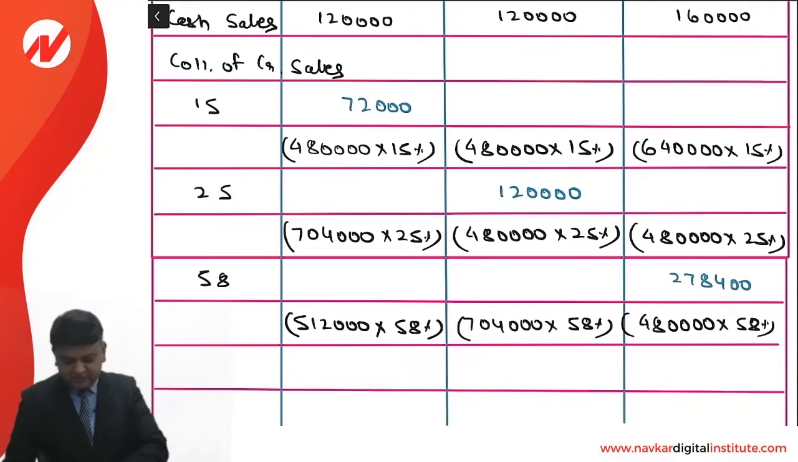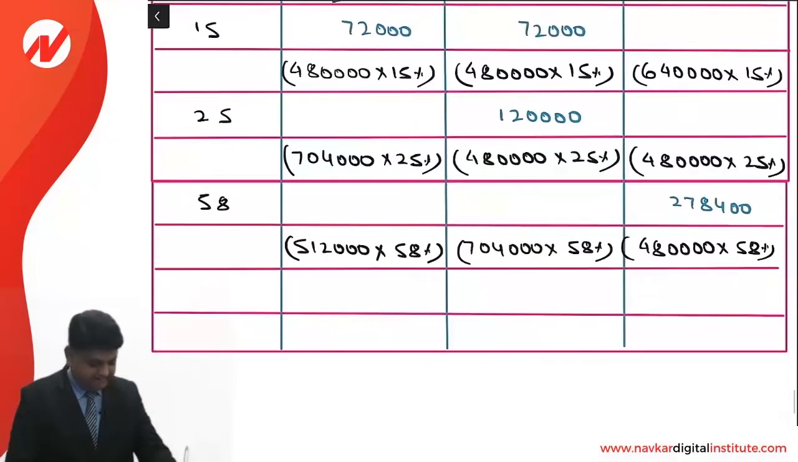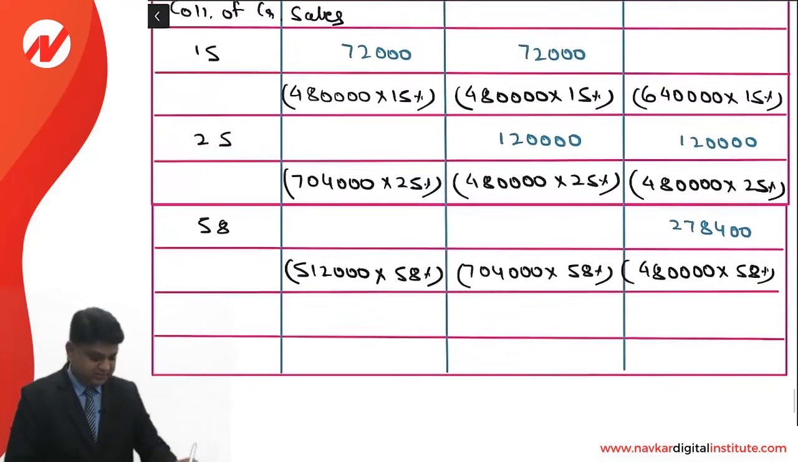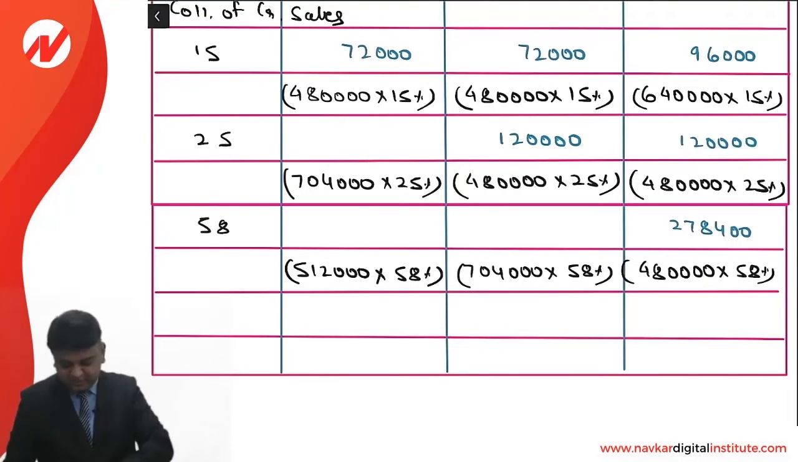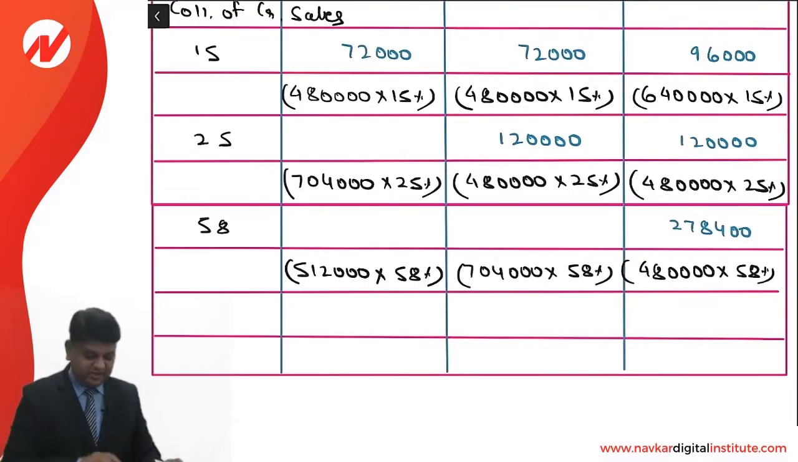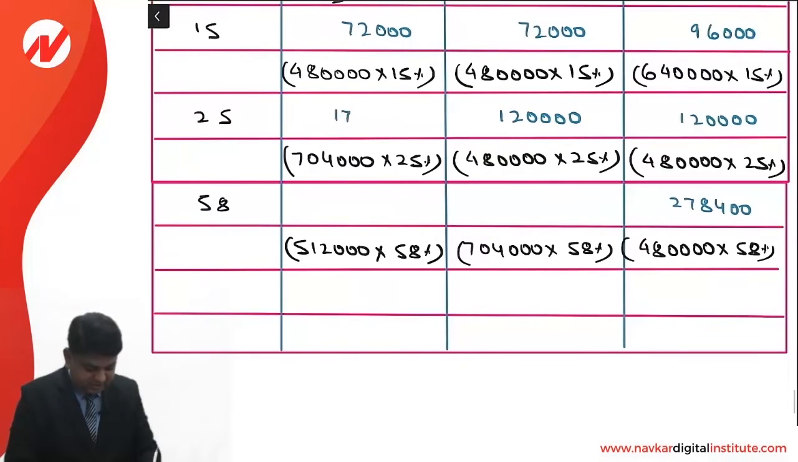Again 480 into 15%, that comes to 72,000. 480 into 25%, 1,20,000. 6,40,000 into 15%, that comes to 96,000. Credit sales of the December, 7,04,000. Of that 25% will be received in January, 1,76,000.